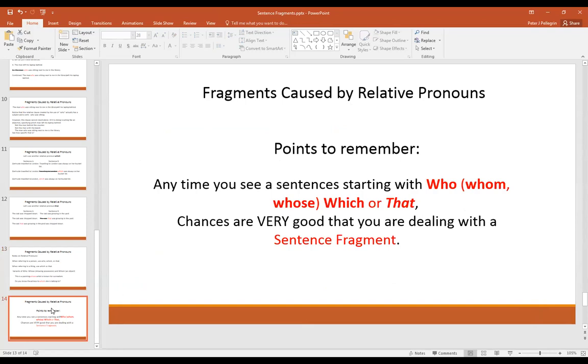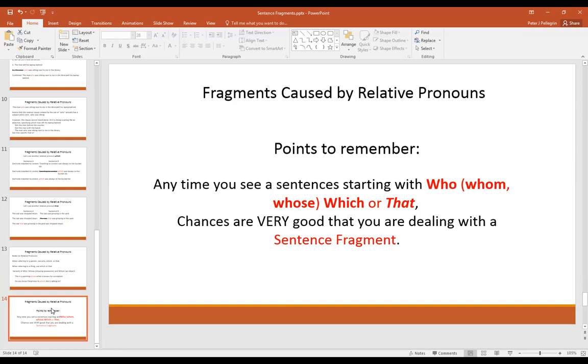So here are some other points to remember. Anytime you see a sentence starting with who, which, or that, chances are very good you're dealing with a sentence fragment. So remember, as a creature of habit, if you have a problem with fragments in your sentences, you tend to make them the same way over and over again. You don't get creative with how you do them. It's just a habit you picked up and you've perpetuated it over the years. So what you want to do is learn to find the cause of those fragments, whether it's the use of a relative pronoun, such as who, which, or that, or the use of a subordinate conjunction: because, after, until, before, words like that.